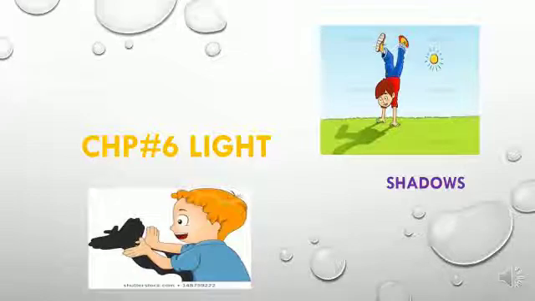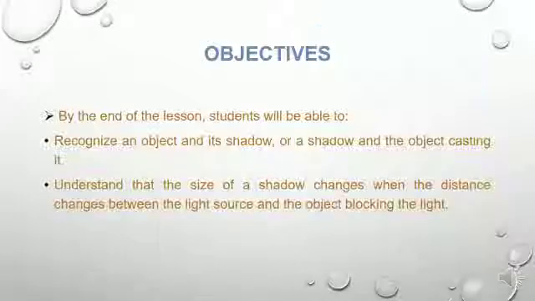Today we are going to discuss a new subtopic of chapter light, that is shadows. By the end of the lesson, students will be able to recognize an object and its shadow, or a shadow and the object casting it. Understand that the size of a shadow changes when the distance changes between the light source and the object blocking the light.